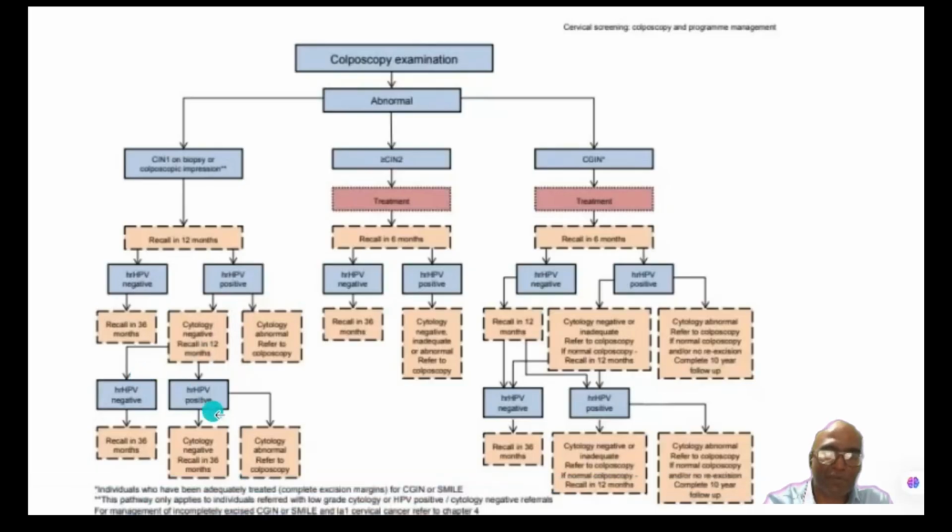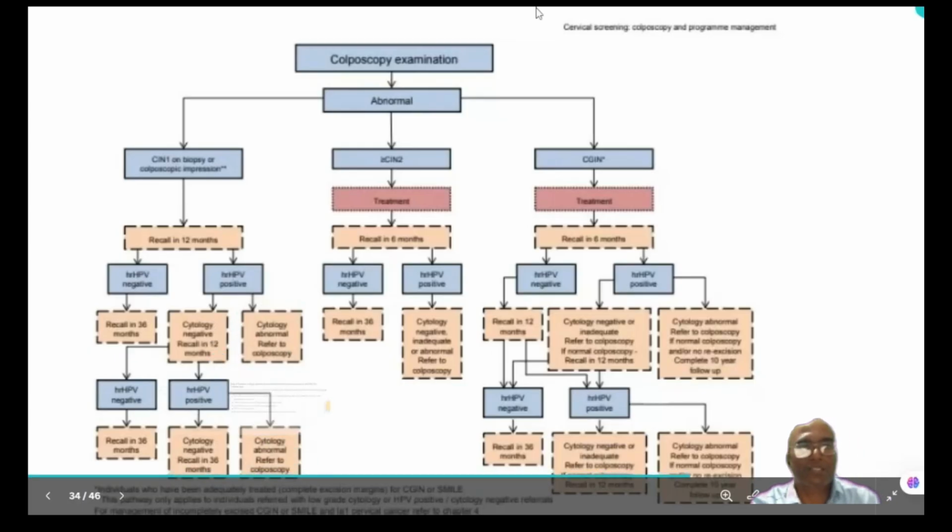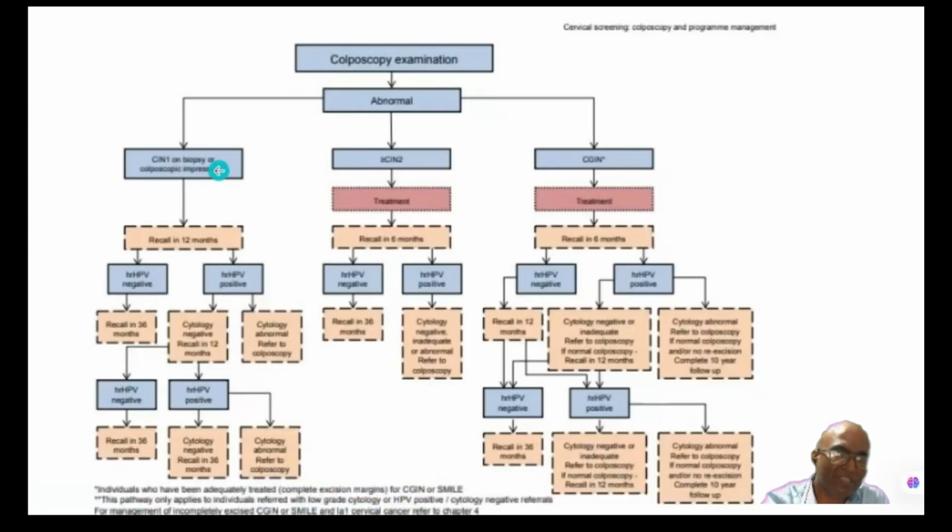If HRHPV is positive and cytology is negative, this is the only case where, in spite of HRHPV positive, you are giving her follow-up at 36 months. And if the cytology is abnormal, she will be referred for colposcopy. So this particular CIN1 you should remember, because in this CIN1 you are not going to excise.